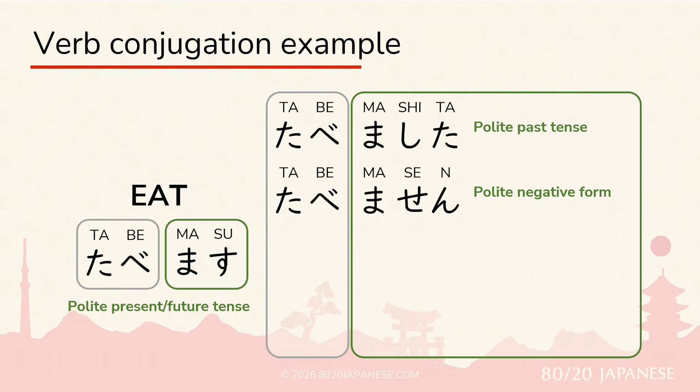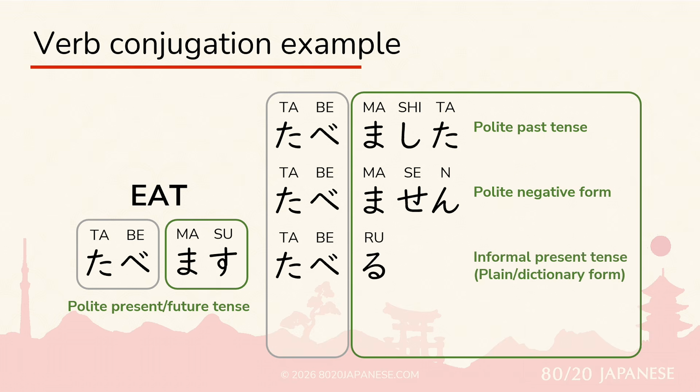Another form of this verb is taberu. This is the informal present future tense. It's the same as tabemasu in terms of meaning, it's just less polite than tabemasu. It's the informal form, whereas tabemasu is the polite form. This form is sometimes referred to as the plain form or the dictionary form, and that's because it's kind of the base form that is usually what's used in dictionaries. If you need to look up a verb in the dictionary, this is the form that it will be shown in.